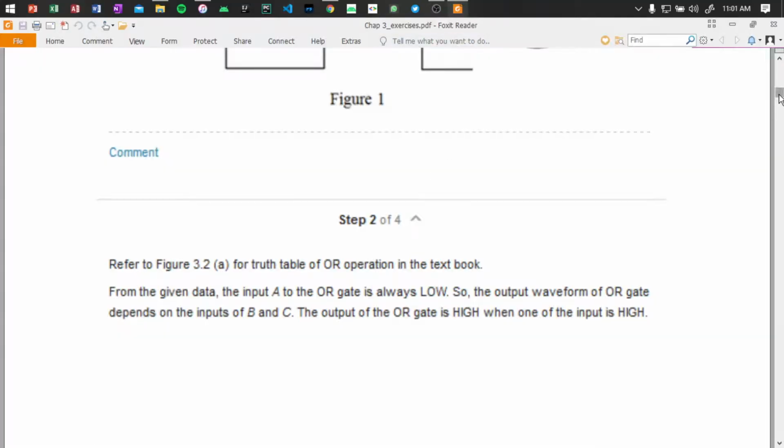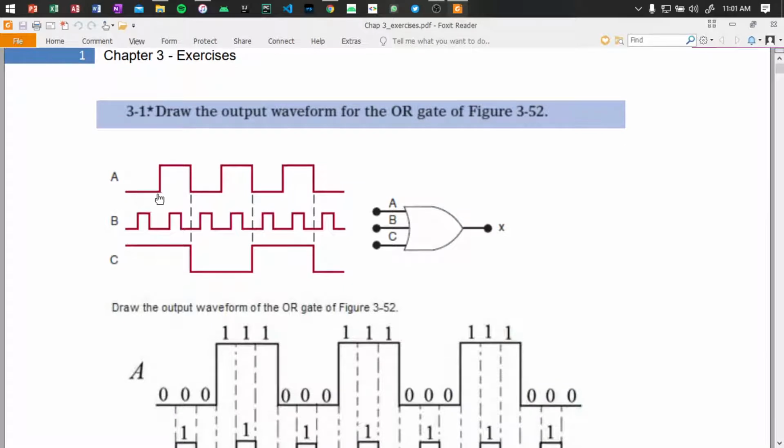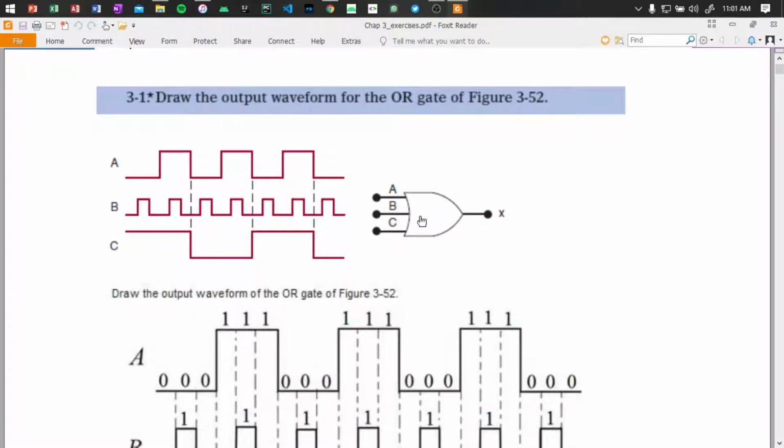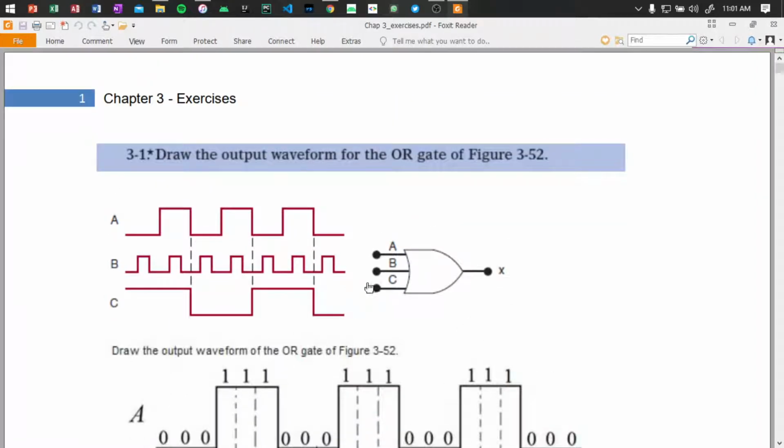Okay guys, so we have another chapter, the third chapter exercises here. I'm pretty sure you know this one, so this is the other following video that I posted regarding digital logics and their chapters. This is the third one, a continuation of the second.